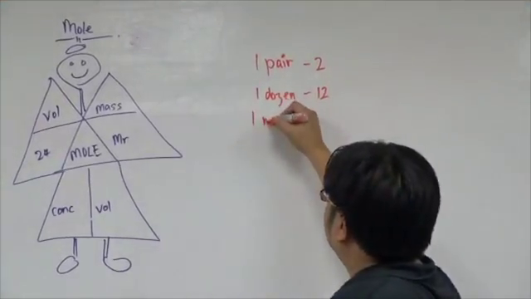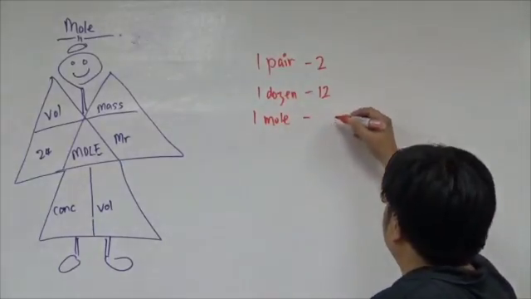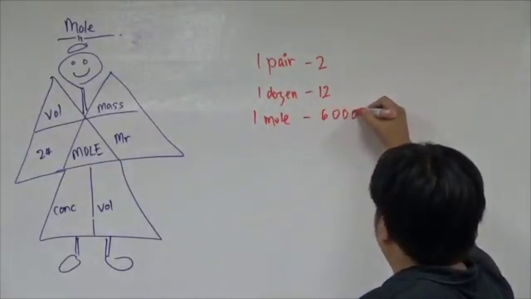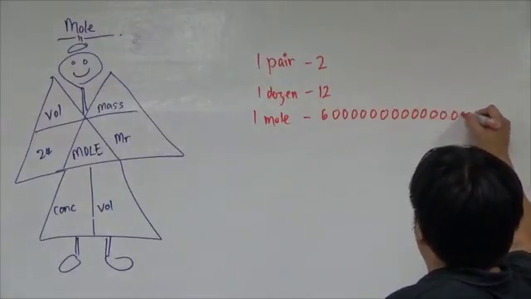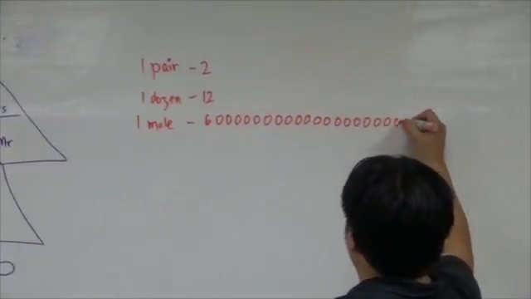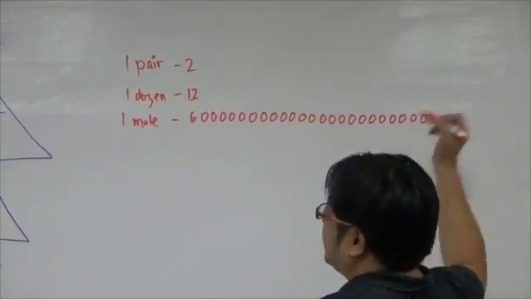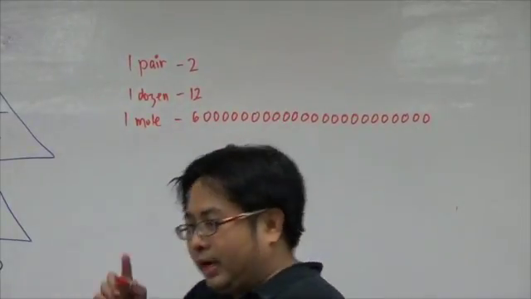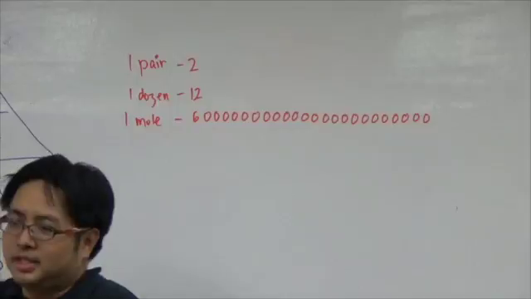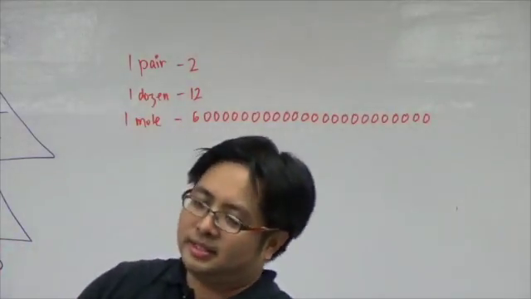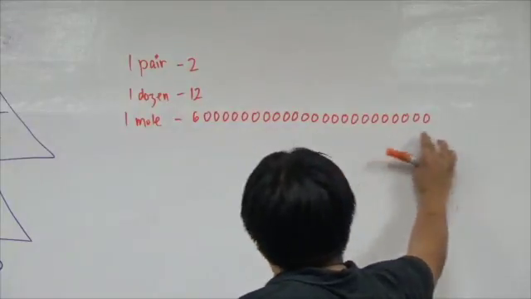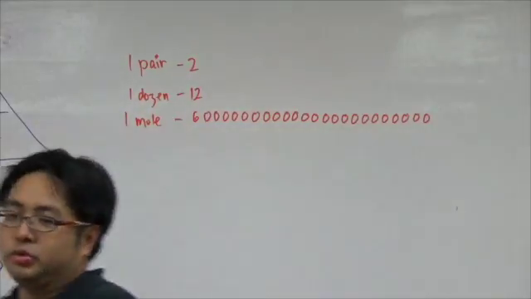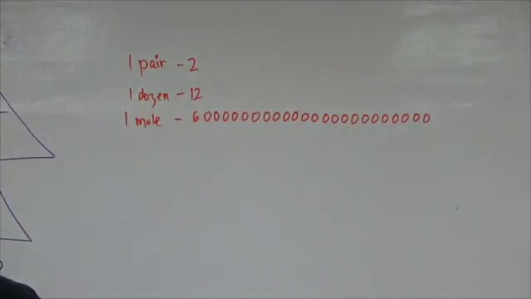But for 1 mole, the number is 6, 1, 2, 3, 4, 5, 6, 7, 8, 9, 10, 11, 12, 13, 14, 15, 16, 17, 18, 19, 20, 21, 22, 23. So if I have 1 mole of 1 cent coins, I can buy a few countries. Basically, you can see that this is really a huge number.